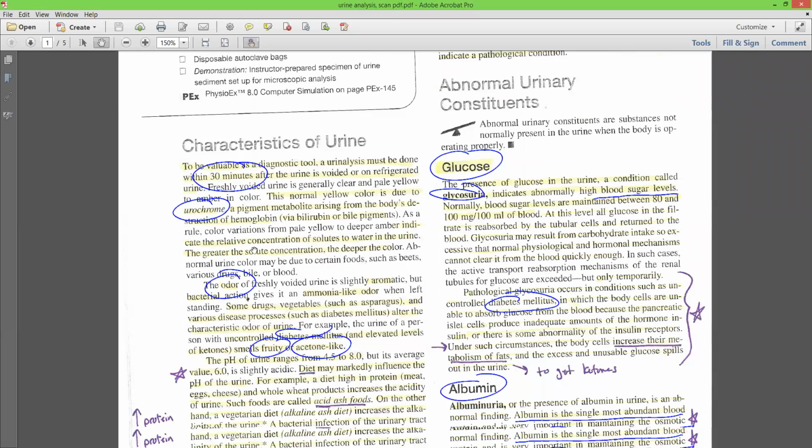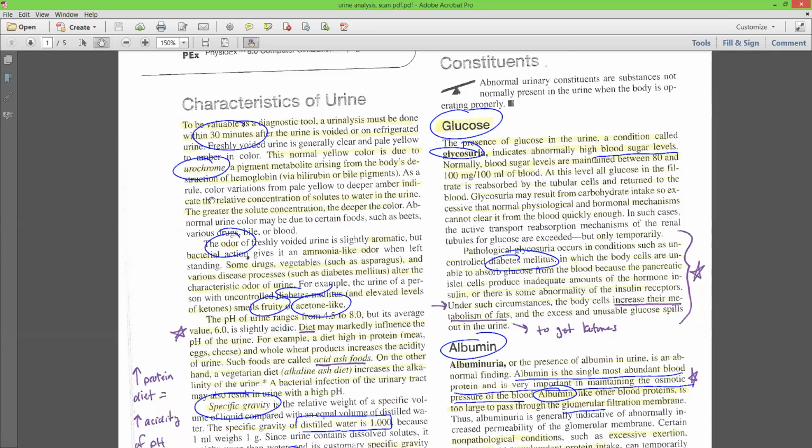All right, so first of all, the urine does have a pale yellow, or a yellowish color to it. Okay, and that comes from urochrome. And urochrome is a pigment that comes from the breakdown of hemoglobin, whether it's from bilirubin or bile pigments. Okay, and then some of that is going to pass through the kidneys and end up in the urine. So as a general rule, the color is a yellowish color.